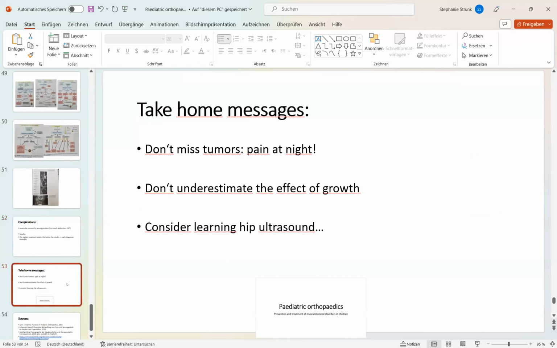What are the take-home messages from today? Don't miss tumors. Main factor, pain at night. If a kid complains about pain at night, it might be a tumor. It might also be something not that bad, but pain at night always needs a closer look, do an x-ray, do a CT scan, take it seriously. Don't underestimate the effect of growth in both positive and negative consequences, and maybe consider learning and studying hip ultrasound. Thank you for your attention.